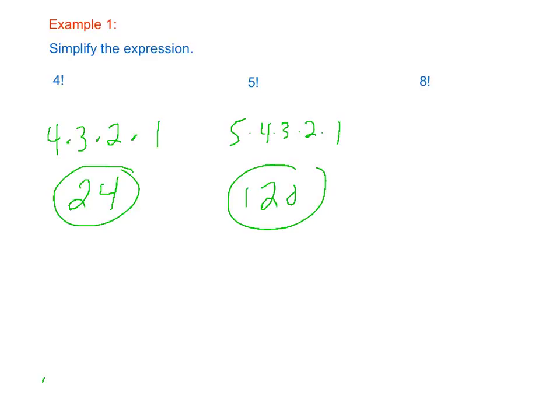8 factorial, again, you take that number and multiply it by everything underneath it. Oops, I skipped 4. And when you multiply all that together, you get 40,320.